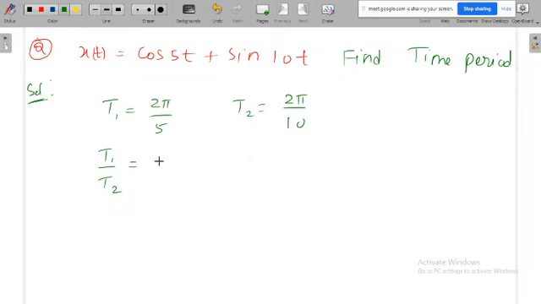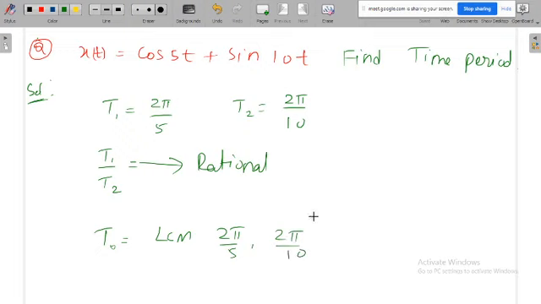Definitely this will be a rational number. Once the ratio is rational, then definitely this is periodic. Then the common period T0 is equal to LCM of 2 pi by 5 and 2 pi by 10. Again you take the LCM in the numerator, that is 2 pi, and HCF in the denominator, that is 5. So 2 pi by 5 seconds is the time period of this signal.